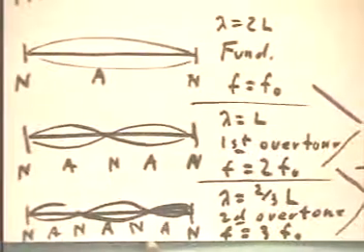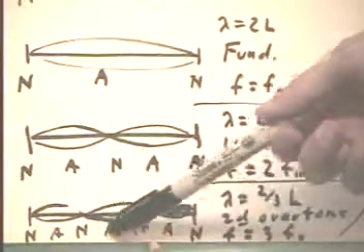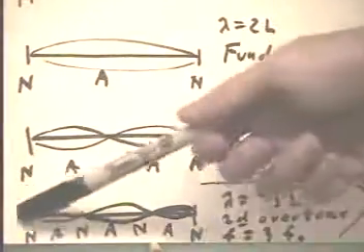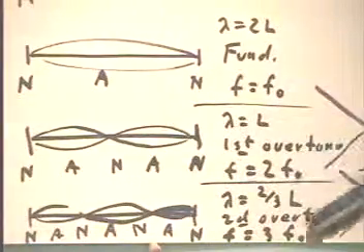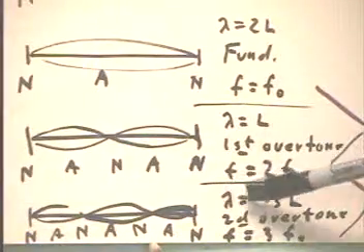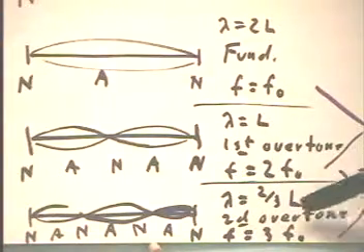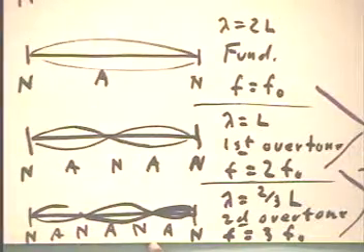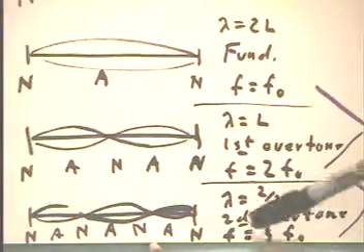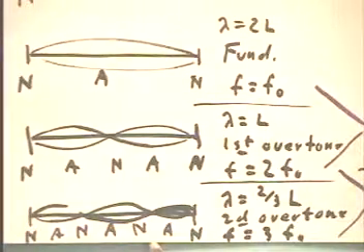If we go on, we get the second overtone. We add another antinode-node pair, we get another hump in the configuration of the string, and you're familiar with this by now. The wavelength is 2/3 L. The frequency will be the velocity divided by 2/3 L, which is 3/2 the velocity divided by L, and it turns out that's 3 times the fundamental frequency.